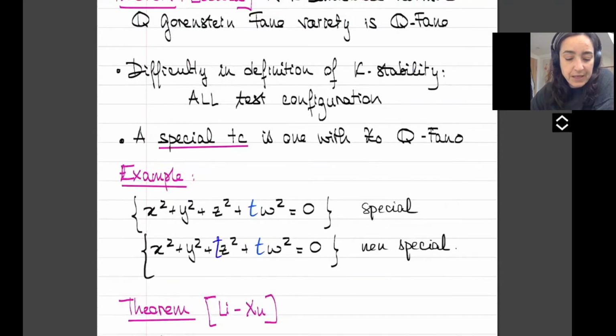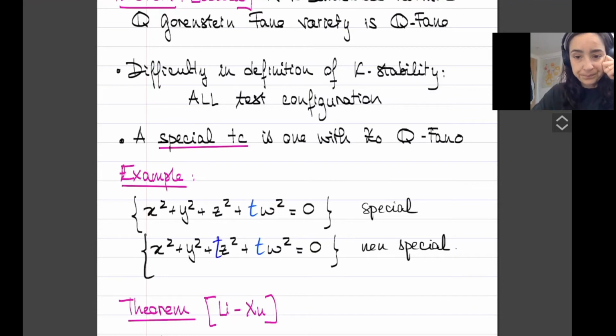As examples, if I was to look at degenerations of smooth quadrics in P3, here I've written two degenerations of a smooth quadric surface in P3. x squared plus y squared plus z squared plus t omega squared is the special degeneration of the smooth quadric to the quadric cone, whereas the second test configuration is actually non-special because it ends up with two planes in the central fiber.